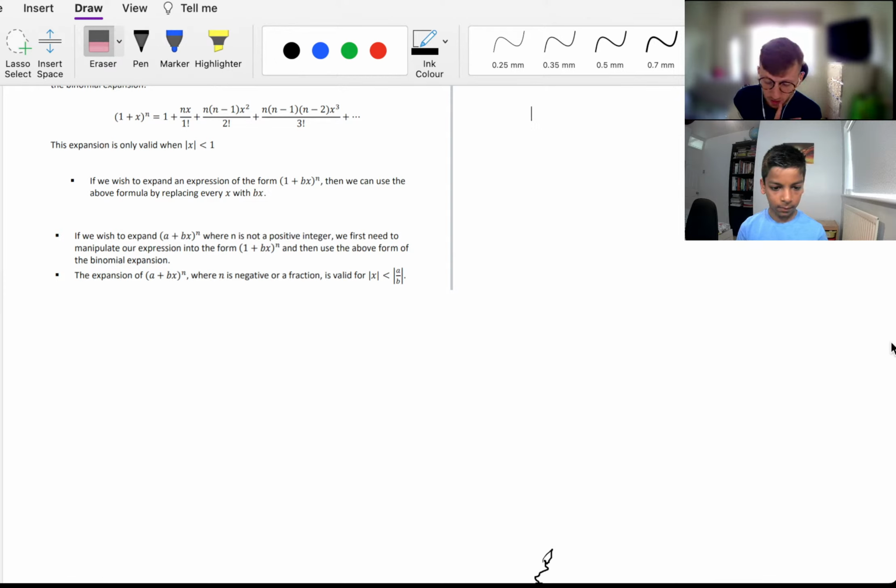Brilliant, yeah. So we always want to factorise. We're factorising a out, but remember we're going to factorise out a to the power of n, because in here we do have a to the n. So we factorise out a^n so that we get it into the form 1 + bx over a, because this formula is only valid for (1 + bx)^n. And then if we did have (a + bx)^n, where n is a rational number, so negative or a fraction, it's valid only where the modulus of x is less than the modulus of a over b. Brilliant. Okay, so those are our notes.